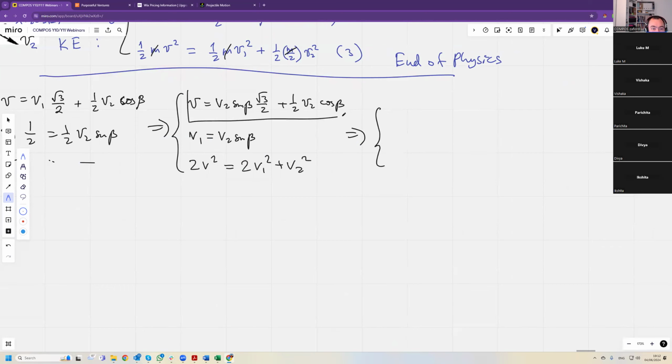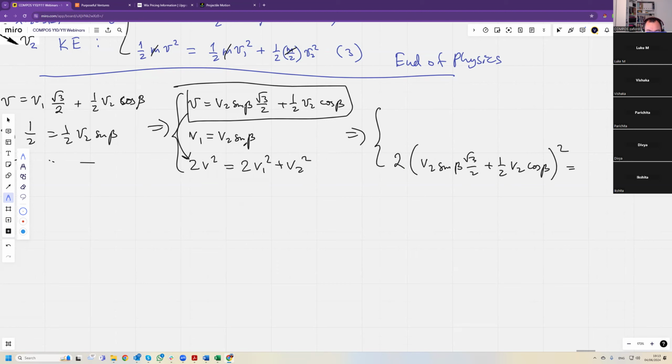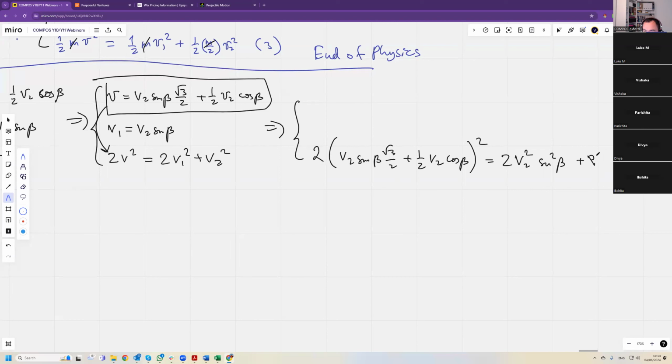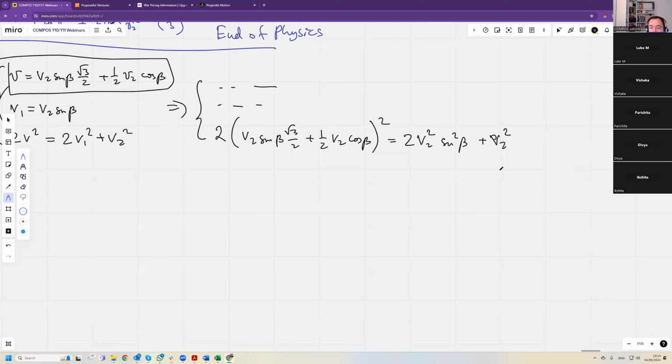And now I'm going to substitute this into this third equation. So it's going to be 2, open bracket, v2 sine beta square root of 3 over 2 plus 1/2 v2 cos beta, squared, equals 2v1. I'm going to substitute that. It's going to be 2v2 squared sine squared beta plus v2 squared. I won't touch the first two equations. I'm going to work with this one.